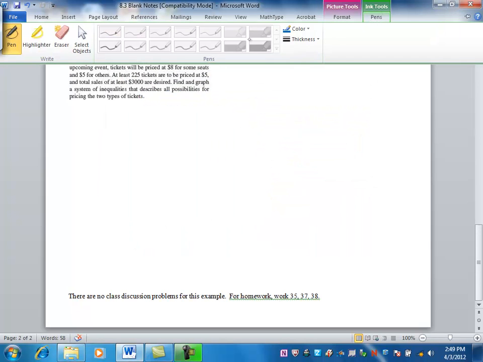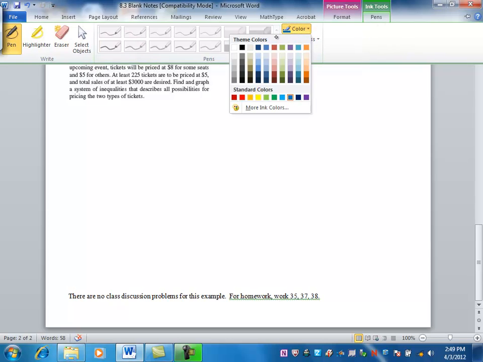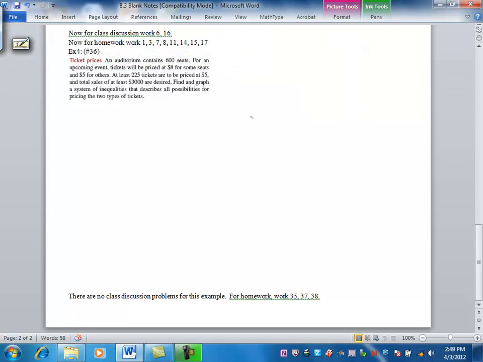Alright, so we are going to go back here and get my black ink. It says we have 600 seats. Let's call these the expensive seats. Let E represent the number of expensive seats.